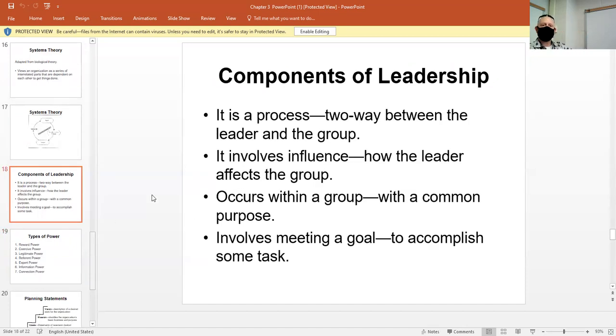Components of leadership. Some things to remember. Leadership is a process, two-way between the leader and the group. And that's important because if you make it one way, you're being very, what was it? Bureaucratic? Is that the word? Yeah, where you are just telling people what to do. You've got to make sure that it's two-way and that people know that.